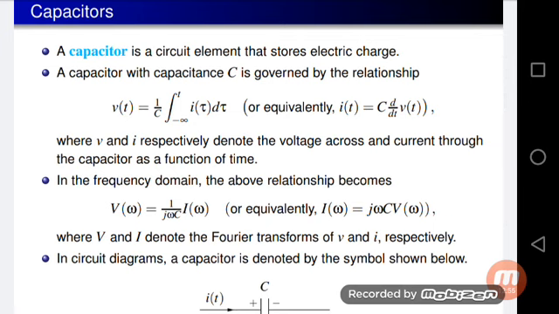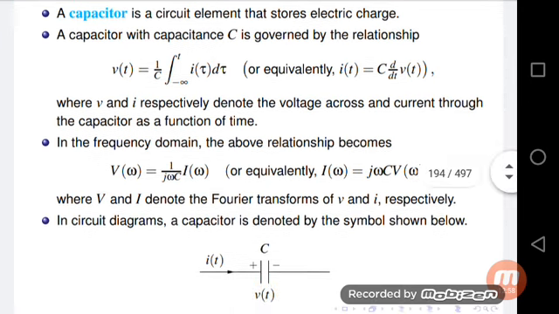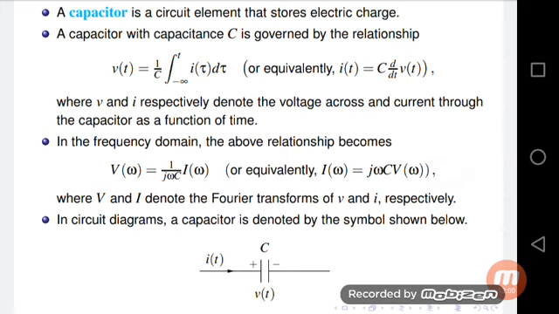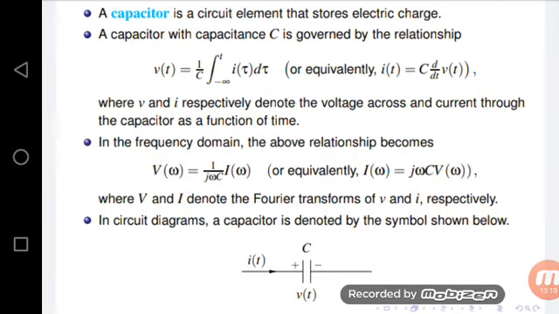The related circuit diagram of a capacitor is like this. Here i of t is the flow of current, and v of t is the stored voltage. The capacitor will store some of the current flow and balance the circuit. That was the main working principle of a capacitor, and its symbols and related equations.